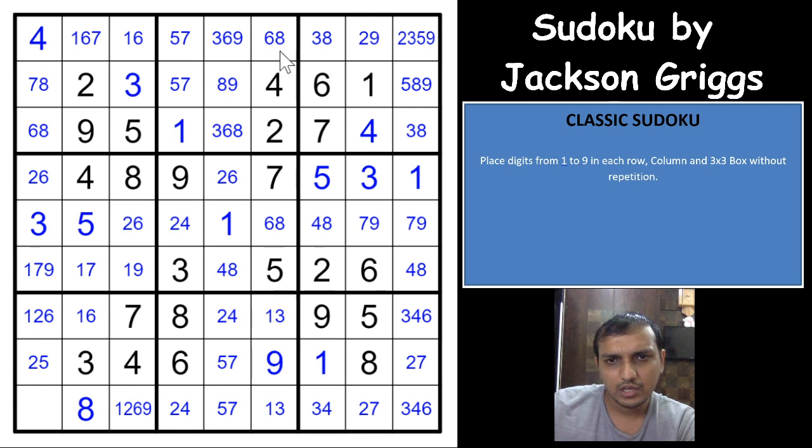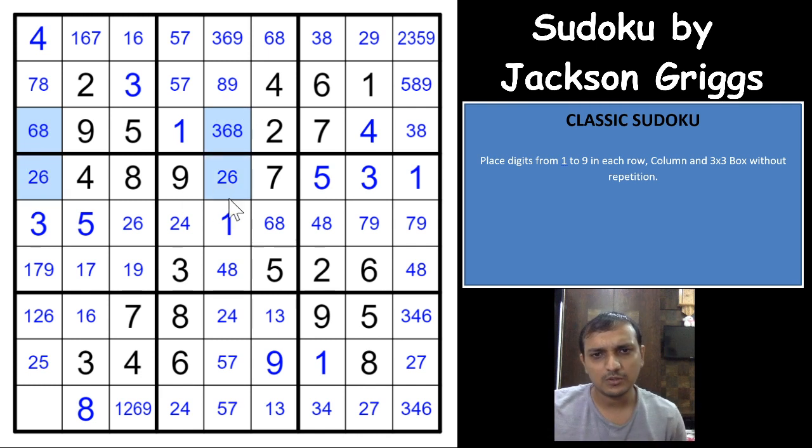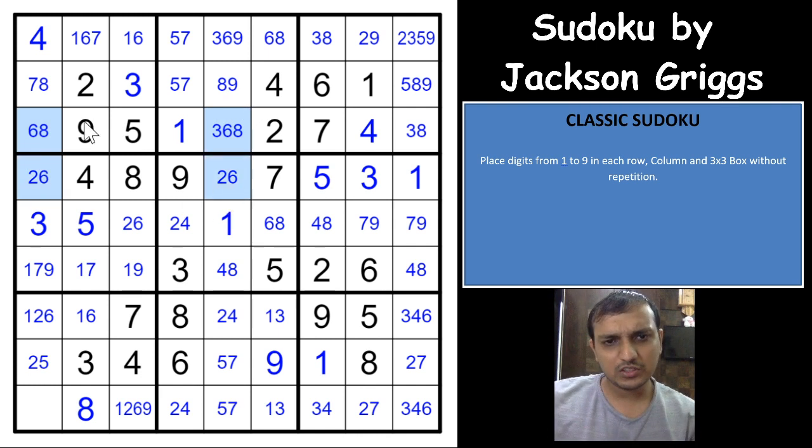Oh, I have an X-wing of 8 here in these two columns. No, that isn't helpful. That isn't helpful much. Okay. I have an X-wing of 6 here. That's nice. There's an X-wing of 6 in these two rows. First we got the swordfish, and then we are getting an X-wing here.